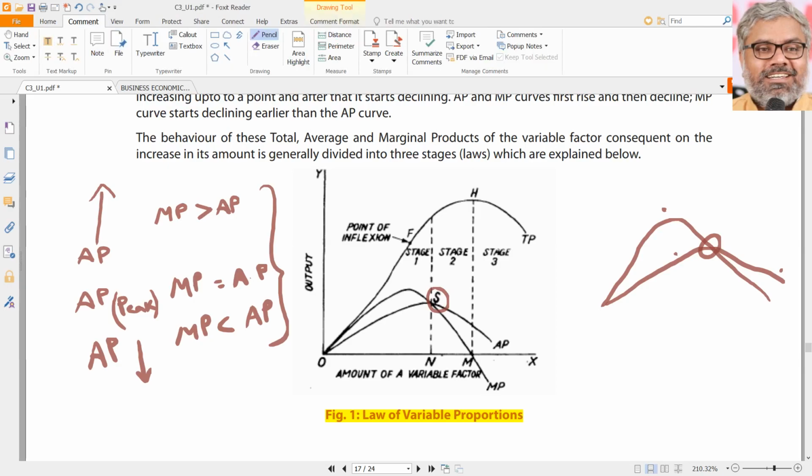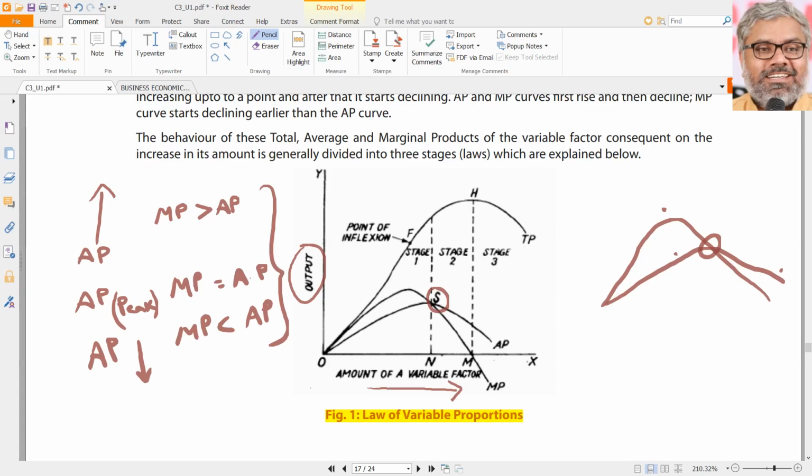And what is there on the x-axis, as we already discussed? That is the input, whatever that input may be. In our example, this could be labor. Any variable factor is on the x-axis. Y-axis is about output. How the change in this input is having an impact on the output is studied in this graph. So how is it changing?